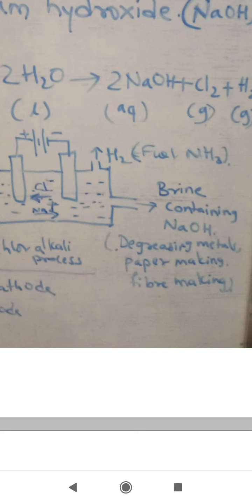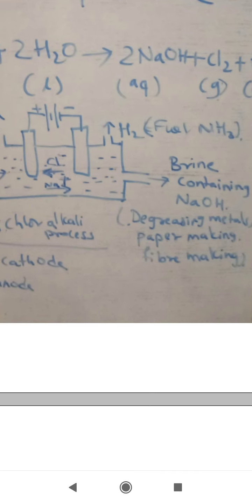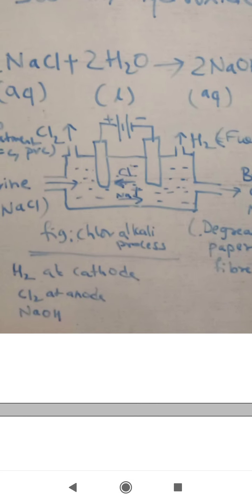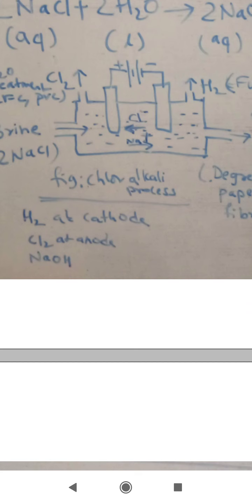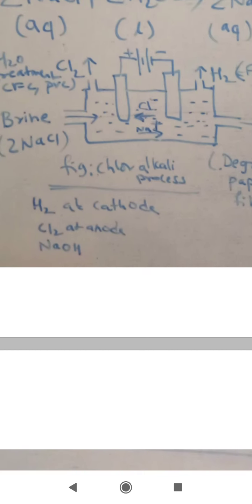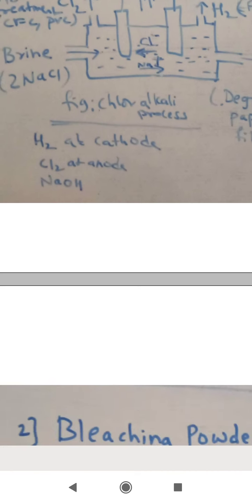So this sodium hydroxide is used for paper making and also for making fibers. This is how sodium hydroxide is prepared in the beaker, or in a big plant which makes all the brine solution inside, passing the electric current, and that process is called the electrolysis process.